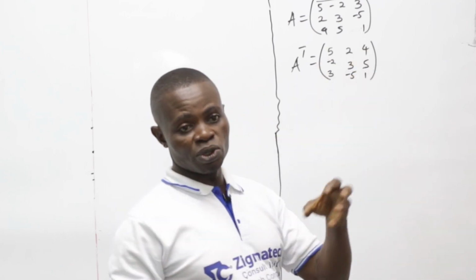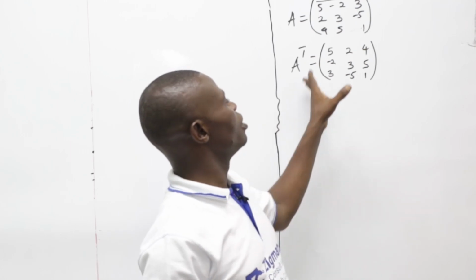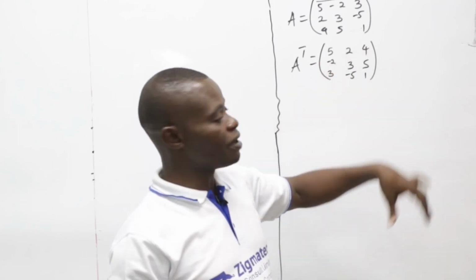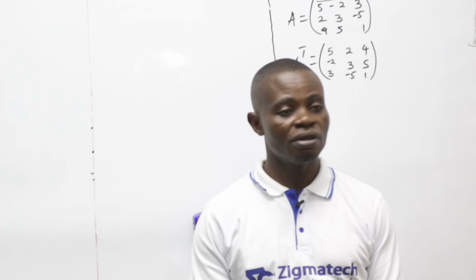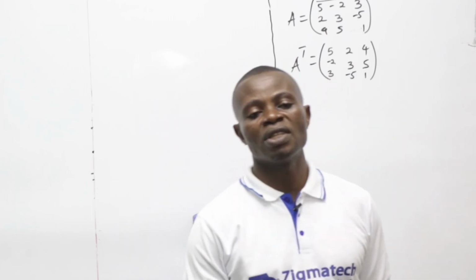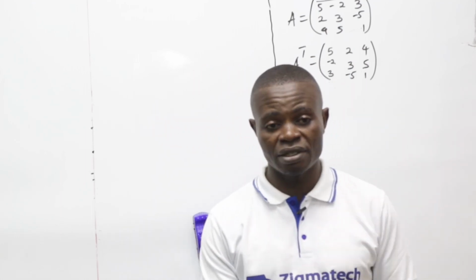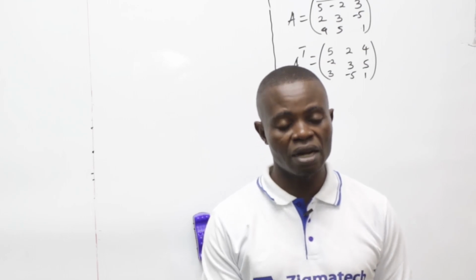Now, the transpose of the matrix A is what? 5, 2, 4, minus 2, 3, 5, and 3, minus 5 and 1. That is the transpose. It's an easy thing, easy not to crack.